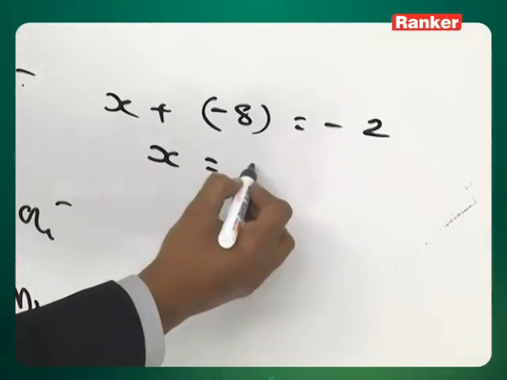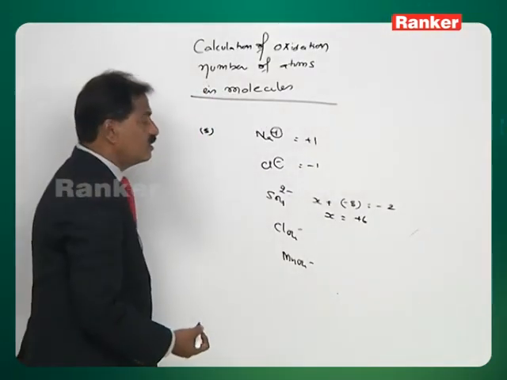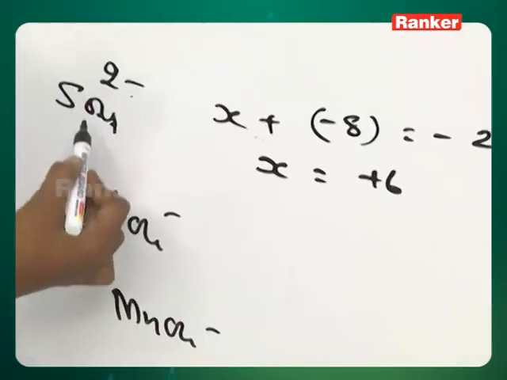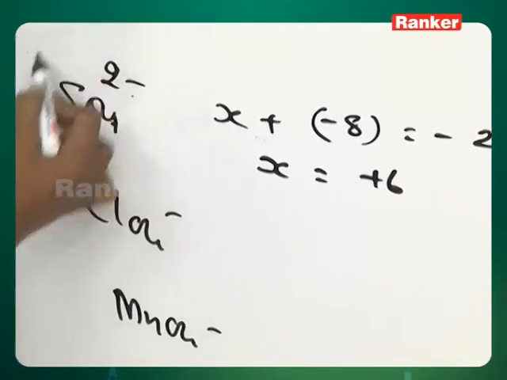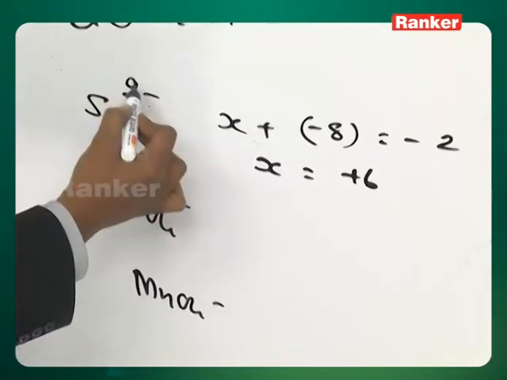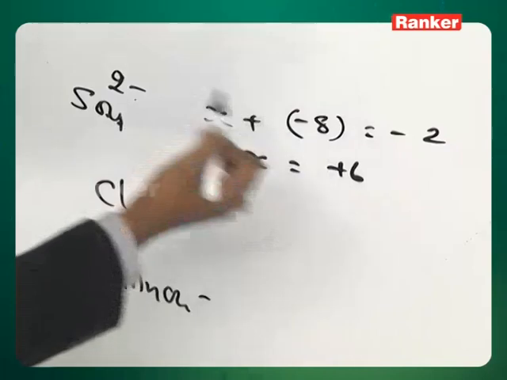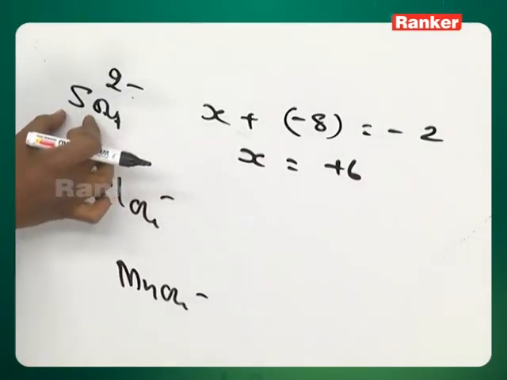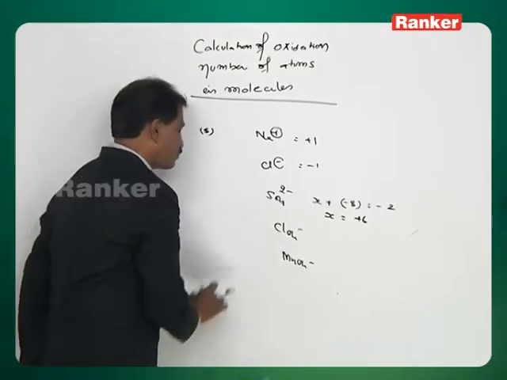Therefore, X is equal to +6. Like that, we can find out the oxidation state of the unknown atom by using this rule. The rule is: the sum of the oxidation states of all atoms present in a multi-atomic ion is equal to the charge shown over it. By using this rule, we can find out the oxidation state of the unknown atom.